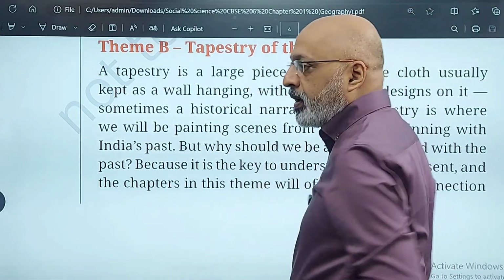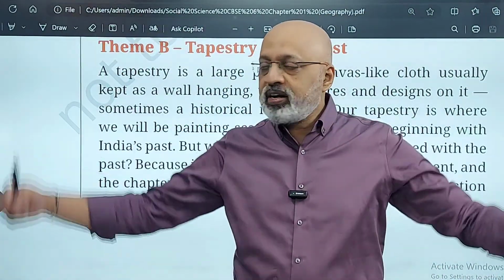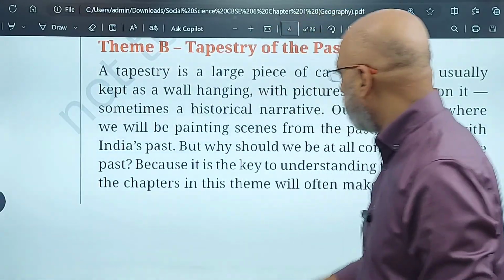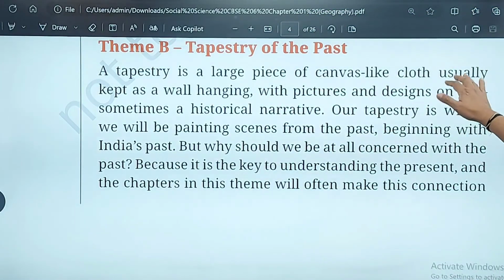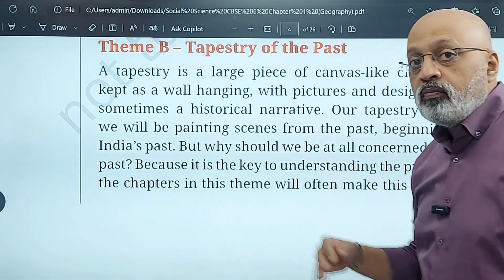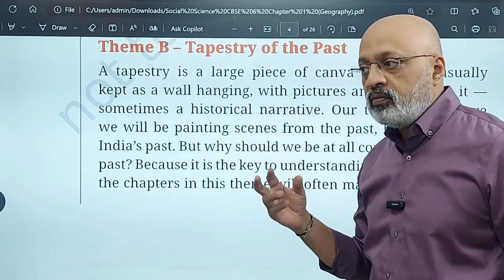The second one is about the history. Tapestry has been explained. You might have a tapestry in your house, a big tapestry with many drawings and so on; that is called a tapestry. So it's a large piece of canvas-like cloth, usually kept as a wall hanging with pictures and designs on it. Usually historical narrative.